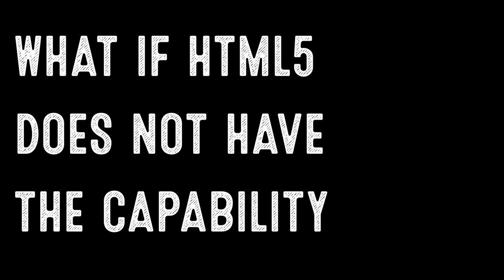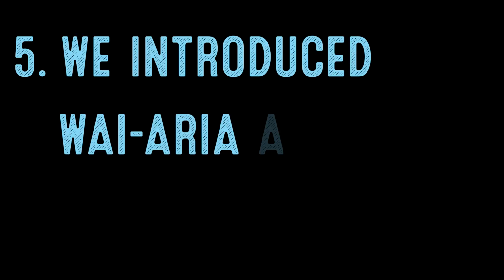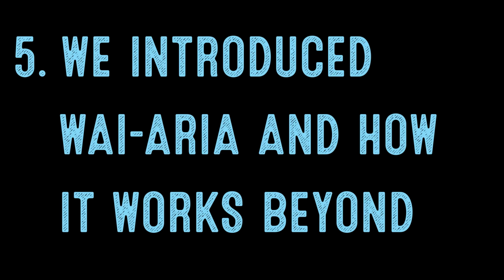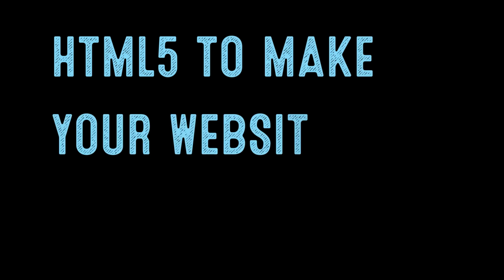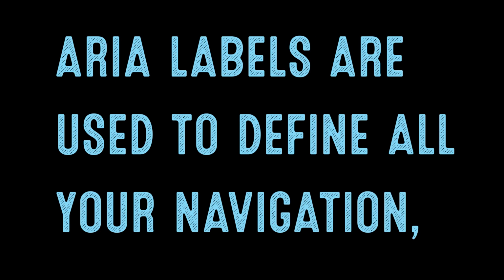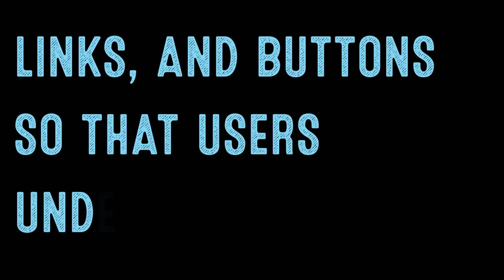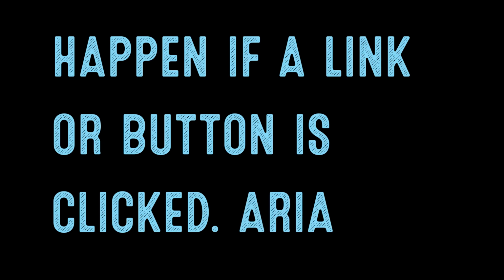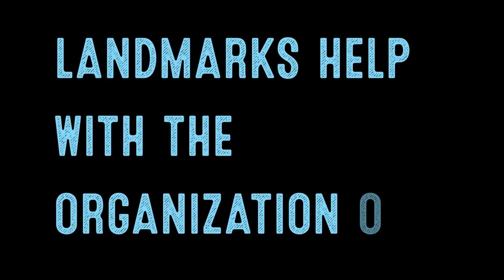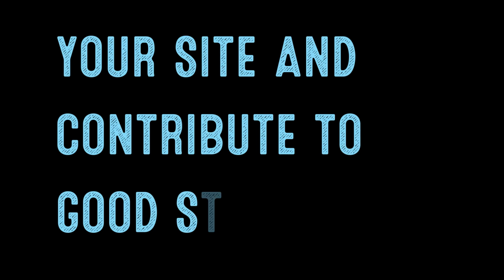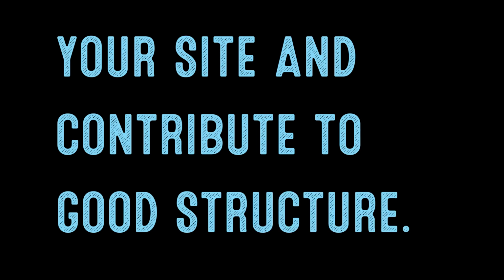What if HTML5 does not have the capability to make something accessible? 5. We introduced WAI-ARIA and how it works beyond HTML5 to make your websites more accessible. ARIA labels are used to define all your navigation, links, and buttons so that the users understand what will happen if a link or button is clicked. ARIA landmarks help with the organization of your site and contribute to creating good structure.